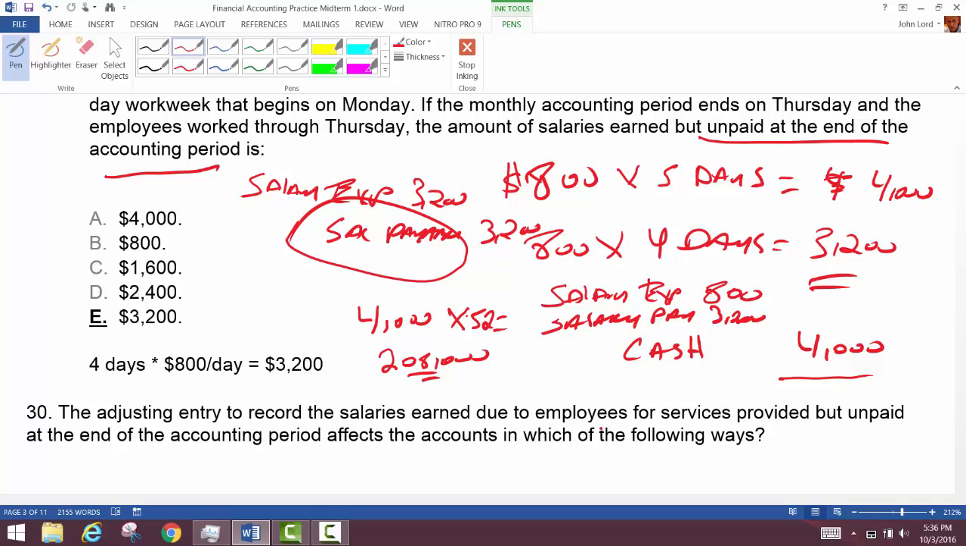So every time you close something out, you basically do it with your retained earnings. Closing is basically bringing my revenue accounts down to zero, bringing my expense accounts down to zero, and then closing out my income summary to retained earnings, closing out my dividends to retained earnings. So yeah, pretty much it's closing the income statement to the balance sheet essentially.